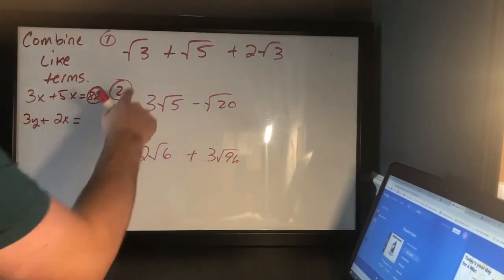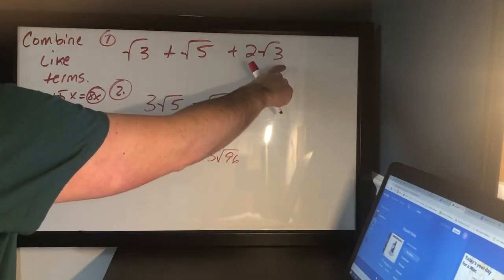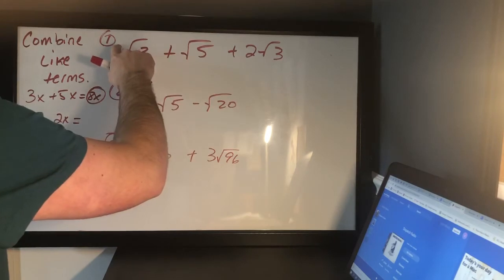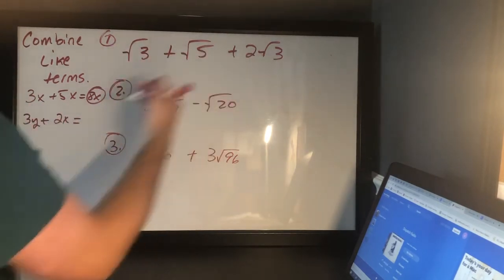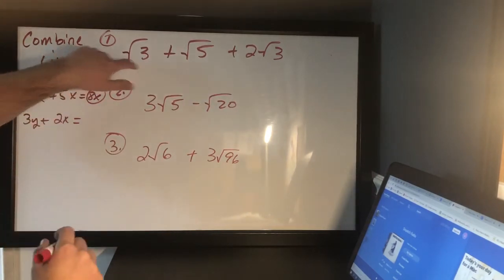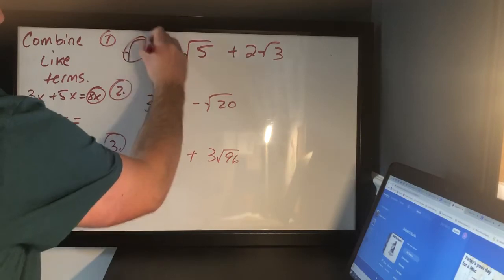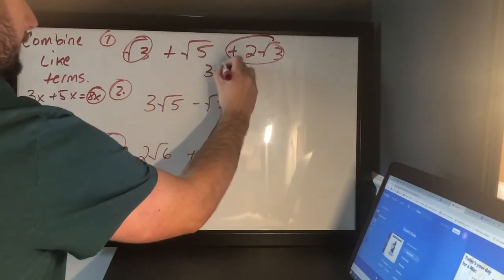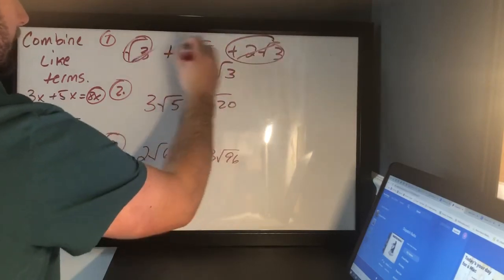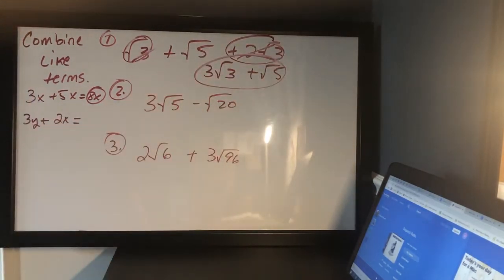Okay, so in the first one, we notice we have radical 3, a radical 5, and a 2 radical 3. So if it were like x plus y plus 2x, we would combine these two. So I have 1 radical 3 here, I have 2 radical 3's here. Take this, and it's going to give us 3 radical 3's. So those are gone, plus radical 5. So that would be your answer to the first example.